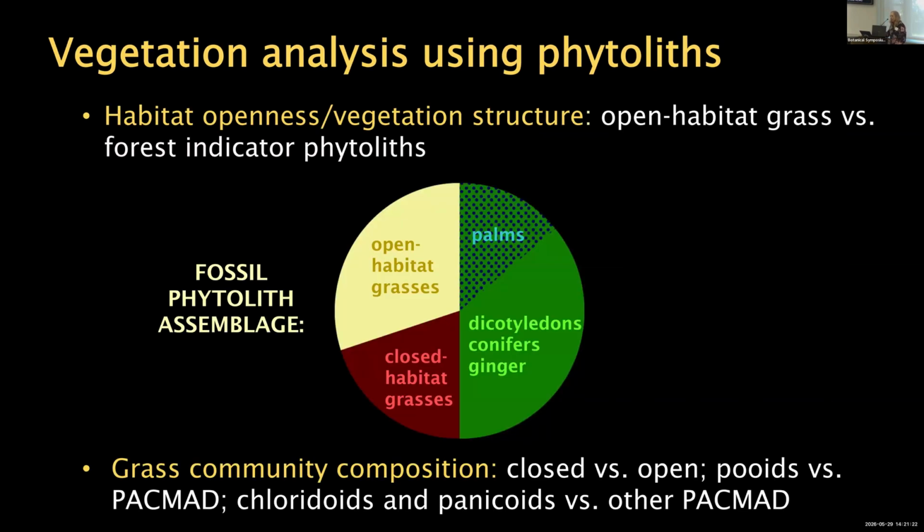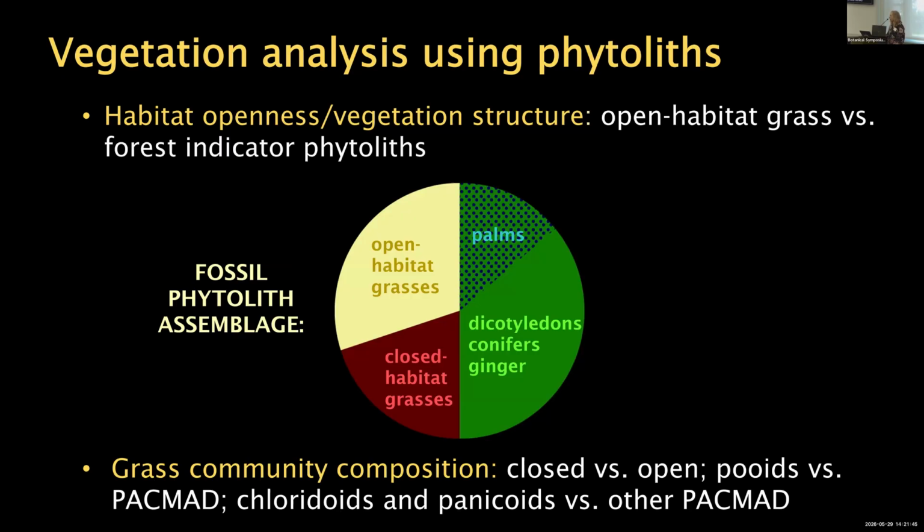So how do we use these phytolith assemblages to reconstruct vegetation? So this is a phytolith assemblage as a pie chart. And to reconstruct habitat openness or vegetation structure, we compare phytoliths typical of open habitat grasses with phytoliths typical of woody trees and shrubs and other plants we associate with forests.